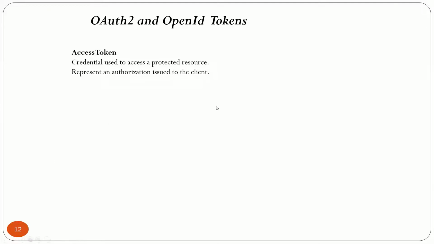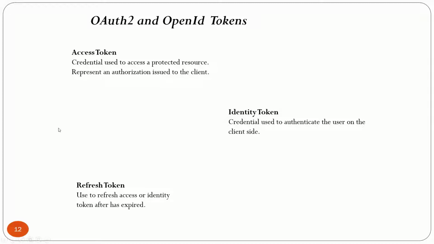Another important token, in this OpenID Connect stuff, is the identity token. So the identity token is a credential used to authenticate the user on the client side. Okay, it should be used to validate that a user is who he claims to be. Okay. At the end, we got this final concept of the refresh token.